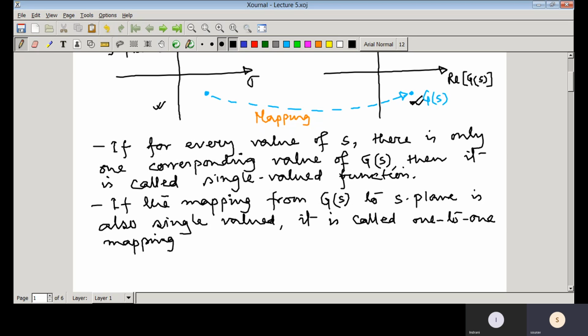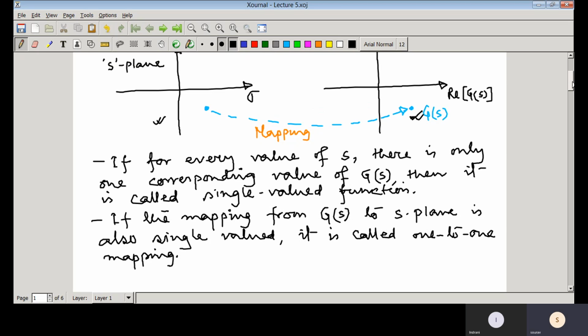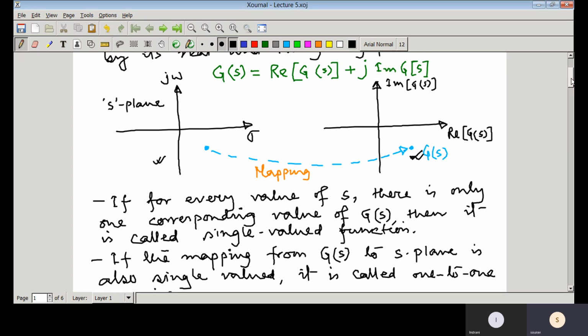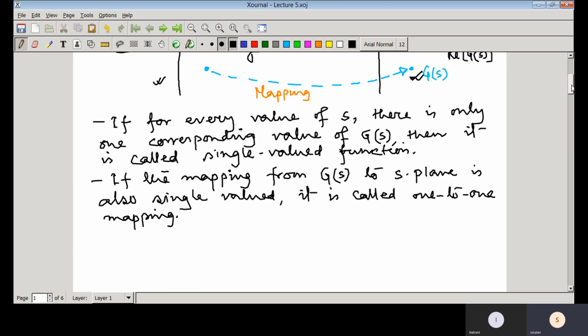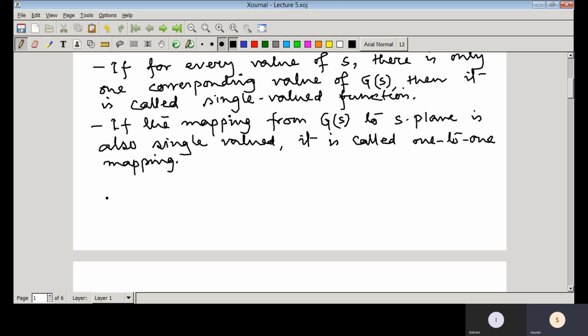So in control analysis, we will be considering this type of mapping, one-to-one mapping, and later you will see that whenever we do stability analysis, we will be considering single valued functions. I hope at that time you will not be confused about these definitions, because from here you can understand what is a single valued function and what is one-to-one mapping. So let us see one example.